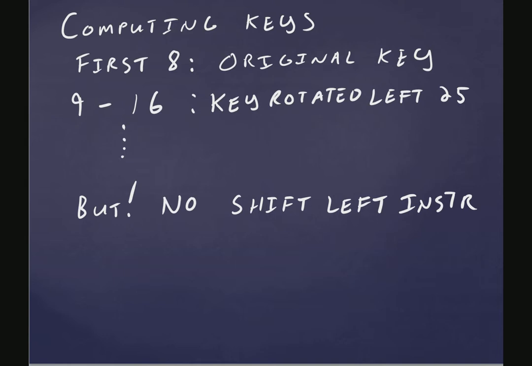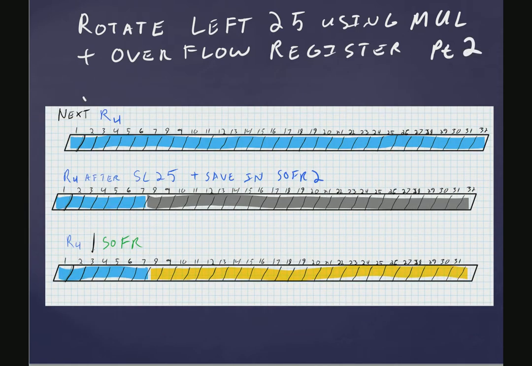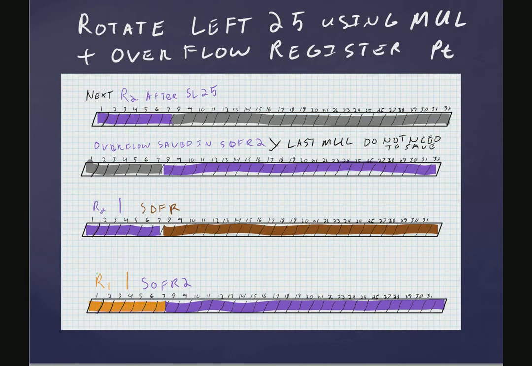However, we have no shift left instruction, and what we have to do instead is use the multiply. To shift left by 25, you do a multiplication by 2 to the 25th. And you can use an overflow register to save the overflow and then put that into the next set of data. I show how it's done right here. I won't spend too much time on this, but believe me, it can be done, and I implemented it.